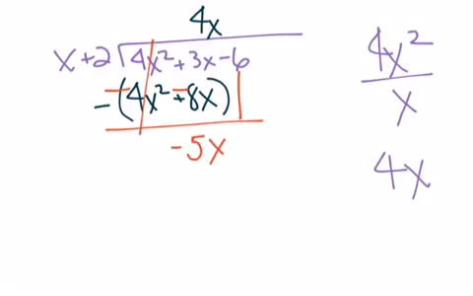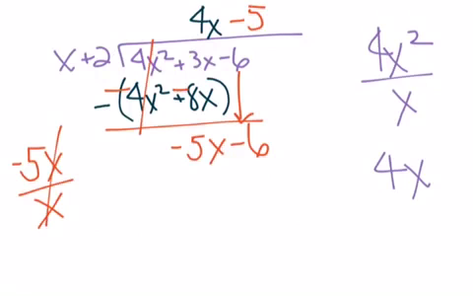Pull this negative 6 down. How many times does x go into negative 5x? Well, negative 5x over x is going to give us a negative 5. Okay, so negative 5 right there. So negative 5 times x is going to give us negative 5x. Negative 5 times 2 is going to give us negative 10.